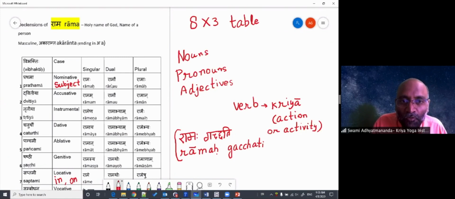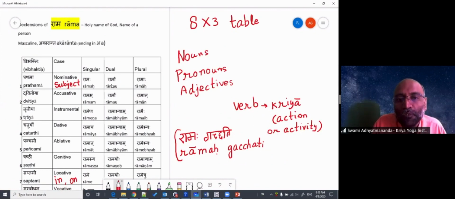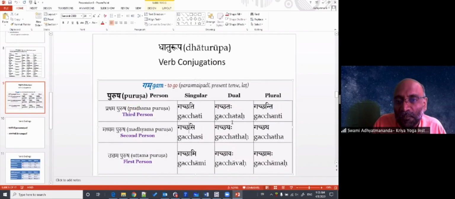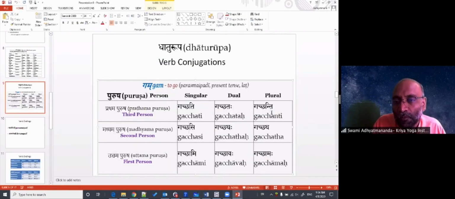You can also see there is a correspondence with the number. Singular Ramaha I'll use with gachati. Ramau, if I have to say two Ramas are going, let's say two persons, both named Rama, I will say Ramau gachataha. You see the dual there has to match with the dual here. Similarly, plural, if there are many people with the name Rama, or the same kind of forms made for the word balaka, which means boy, like many boys are going. So Ramaha, and from here you take the plural form, gachanti.